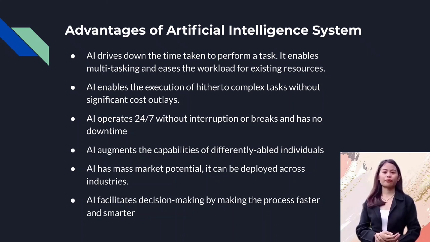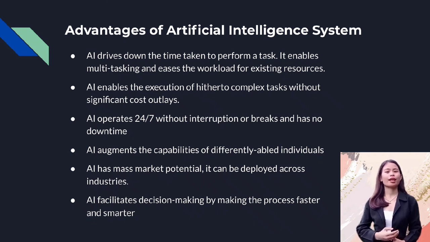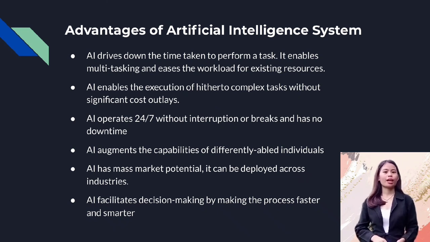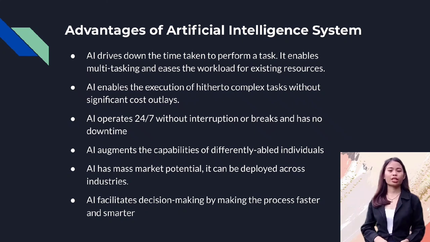The following are the primary advantages of AI. AI drives down the time taken to perform a task. It enables multitasking and eases the workload for existing resources. AI enables the execution of hitherto complex tasks without significant cost outlays. AI operates 24 by 7 without interruption or breaks and has no downtime. AI has mass market potential. It can be deployed across industries. AI facilitates decision making by making the process faster and smarter.